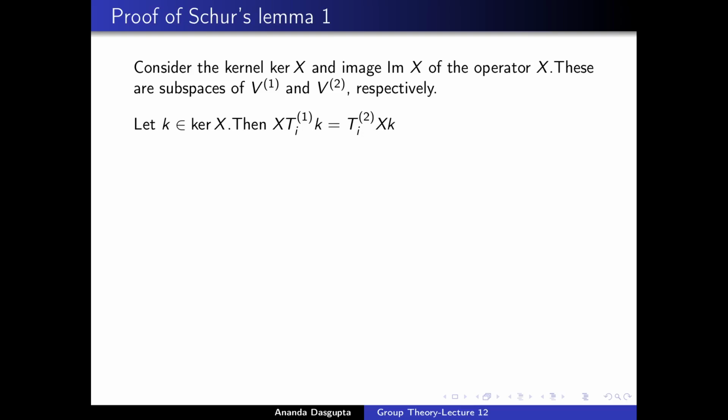But since k is in the kernel of X, X acting on k is the null vector of V2, and Ti2, the linear operator acting on V2, acting on its null vector, must give me the null vector. So the result has to be 0, the null vector of V2. So what this proves is that for every vector small k in ker X, Ti1 acting on small k is also in ker X. So ker X is invariant under the action of Ti1, and this works for all the values of i from 1 to n.